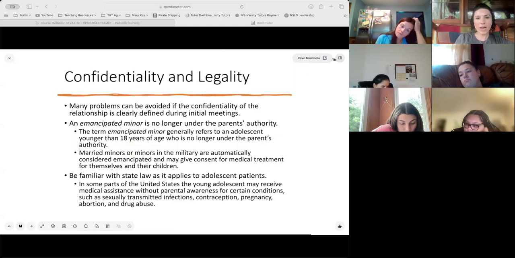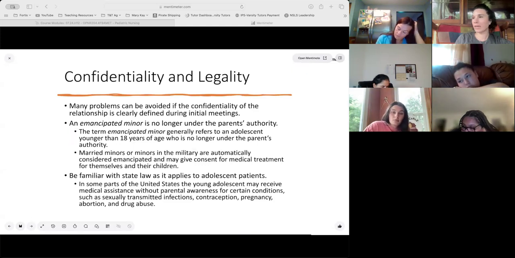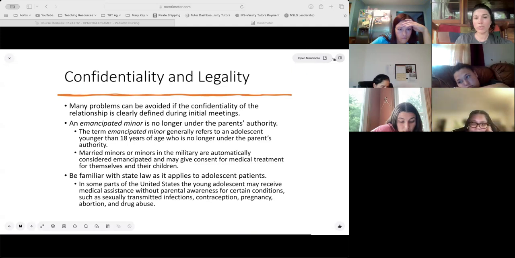With adolescents, we also have to look out for some legal caveats and confidentiality things that come up. So emancipated minors are people that are under 18, but no longer are under their parents' authority. So they are able to consent for their own treatments. They are able to make decisions for themselves without the input of their parents. They also control the information that is released about them. So it's really important that you understand your specific state's rules when it comes to the information that we can release about minors and any fine details about those emancipated minors.